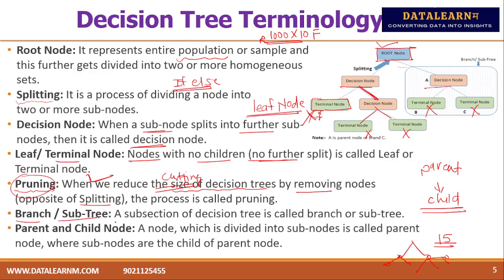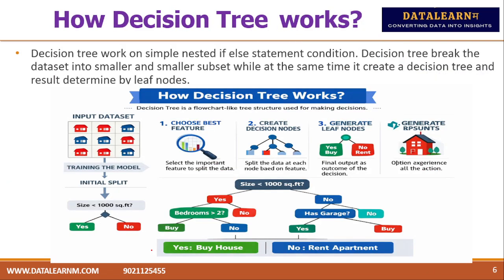A branch or a subtree is nothing but a subsection of a decision tree. And parent and child nodes: a node which is divided into subtrees is called the parent node, and the sub nodes are the children of a parent node, right? There is a parent-child relationship. Parent node means a decision node, and leaf node is a child node. Is it okay for everyone? Yes, sir. Okay, next is how it will work.